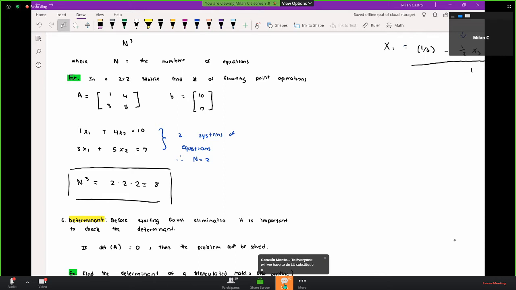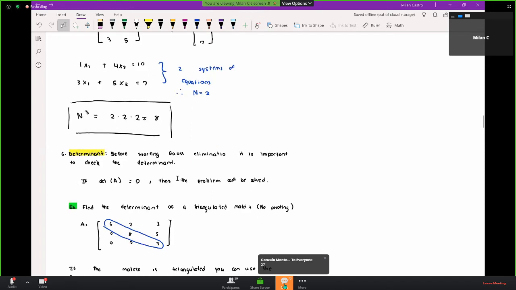You will not have to do LU substitution, but I do have a question. If I gave you guys a 3x3 matrix, how many floating point operations would it take to solve? 27. Yep. Not 9. 27, because it's 3 cubed. Awesome.